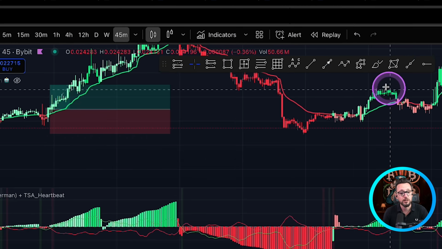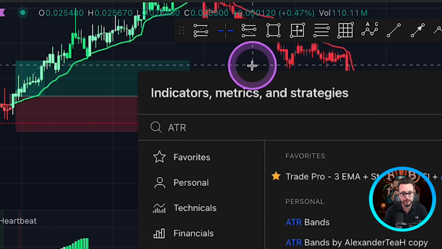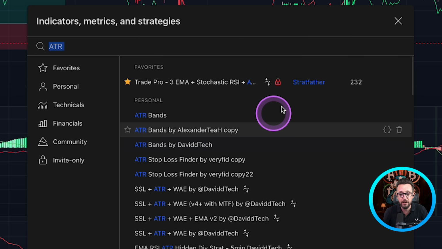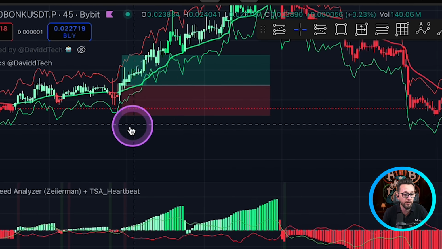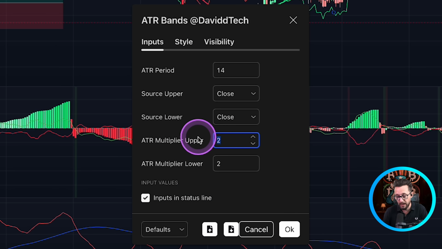Right, okay, for the stop loss and the take profit, we're going to use the trusty ATR bands. Now the ATR bands by David Tech are a great way to set your stop loss and take profit, as they adapt to market conditions and means that you don't have exactly the same stop loss and take profit, no matter whether the markets are ranging or actually trending. So this helps you to get a better stop loss.